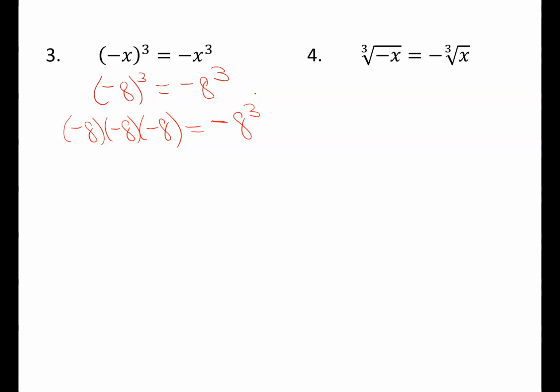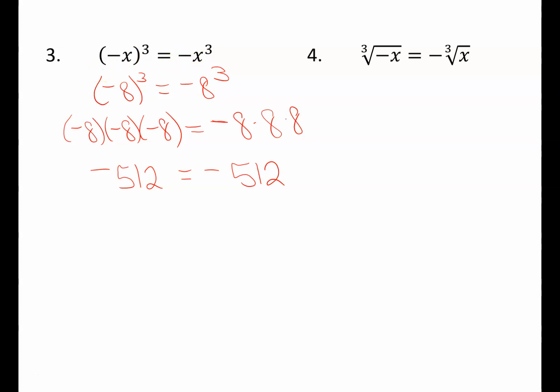erase that cube. Write it out as 8 times 8 times 8. So negative times negative is positive, and then positive times negative is going to make that a negative. And you get 512 when you multiply. On the right, you keep the negative and you multiply the 8s. So both sides turn out the same. So this original statement is true. When you cube a negative x, you get the negative.